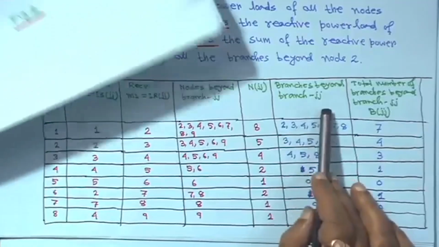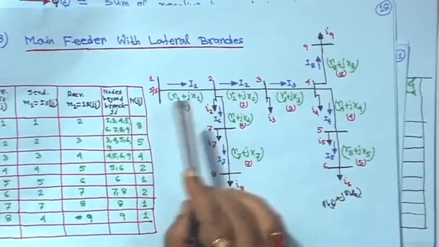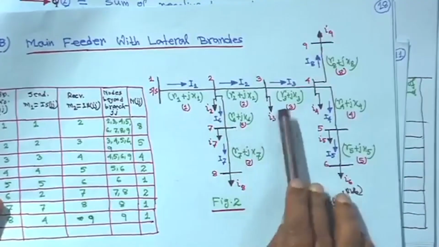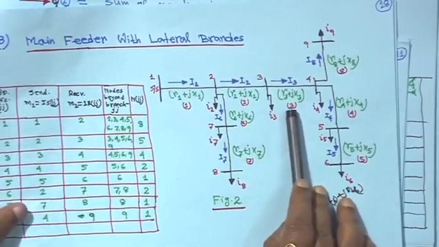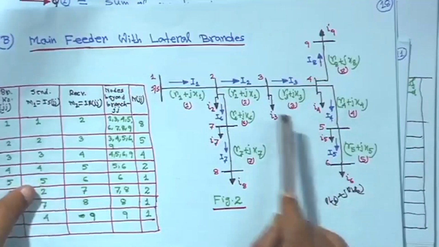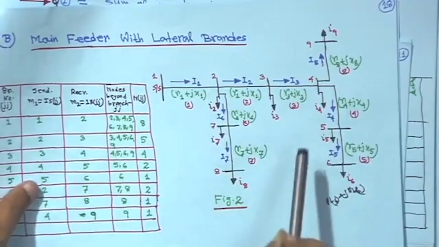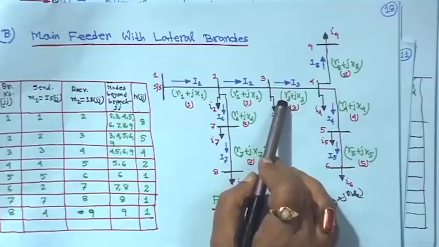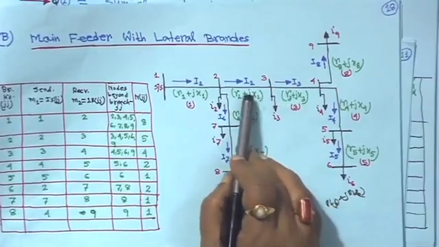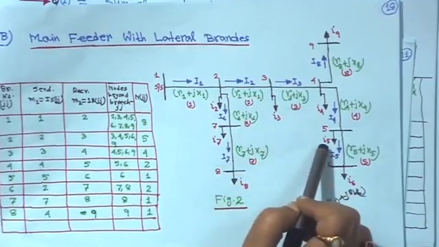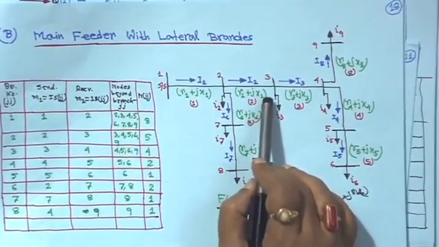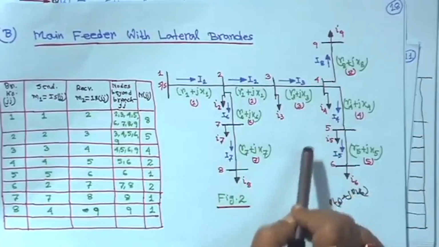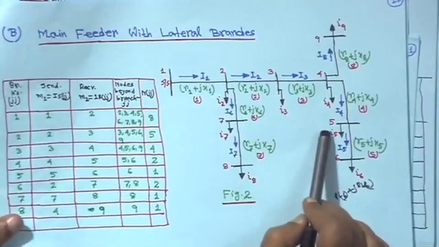After that, branches beyond branch JJ. That means beyond each branch, for example, beyond this branch how many branches are there? Their numbering and their total number, branch number and total number. Why do we need the branches? Because we have to identify the branches beyond each branch, because we have to find out the real and reactive power losses in each branch. That is why you have to know the branches beyond each branch. So, that is why another 2 columns have been made.